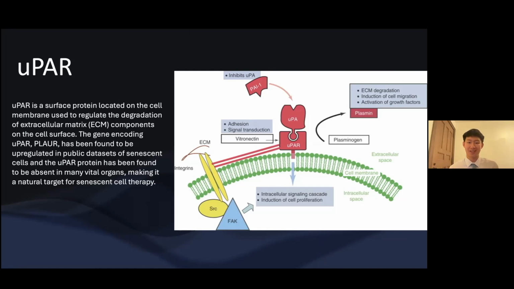And why does this make uPAR interesting? Well, because it allows uPAR to be a target for senescent cell therapies, or senolytics, which can directly target senescent cells and clear them out. In addition, uPAR has also been found to not be expressed in many vital organs, which is a really good sign because it allows uPAR therapies, so senolytics that directly target uPAR as a surface protein, to be relatively safer as they won't target too many outside cells.